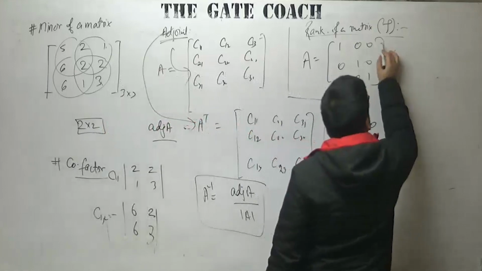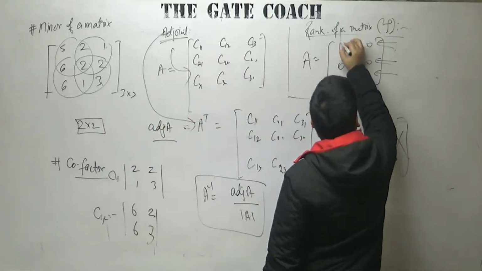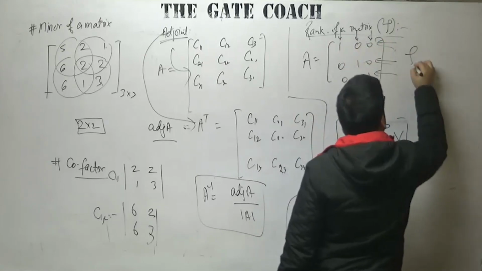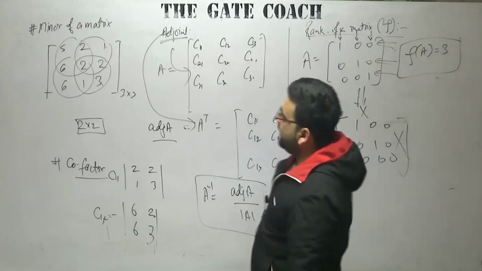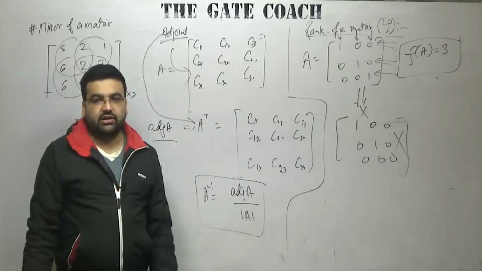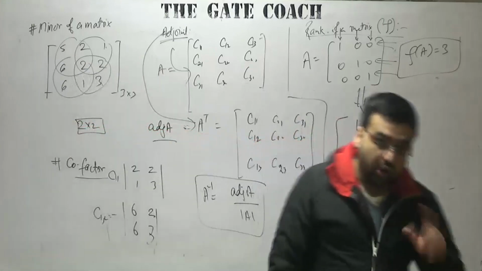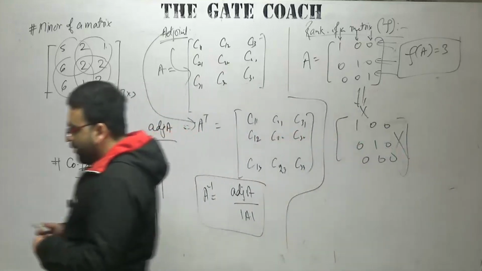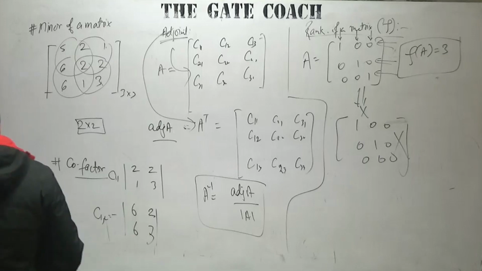How many non-zero rows are there? 1, 2, 3. Or how many non-zero columns are there? 1, 2 and 3. So it means that the rank of this matrix A will be equal to 3. So from this I can conclude that the rank of an identity matrix is the order of that matrix. After this, I told you how to calculate the rank of a matrix. So we have a lot of methods to calculate the rank.